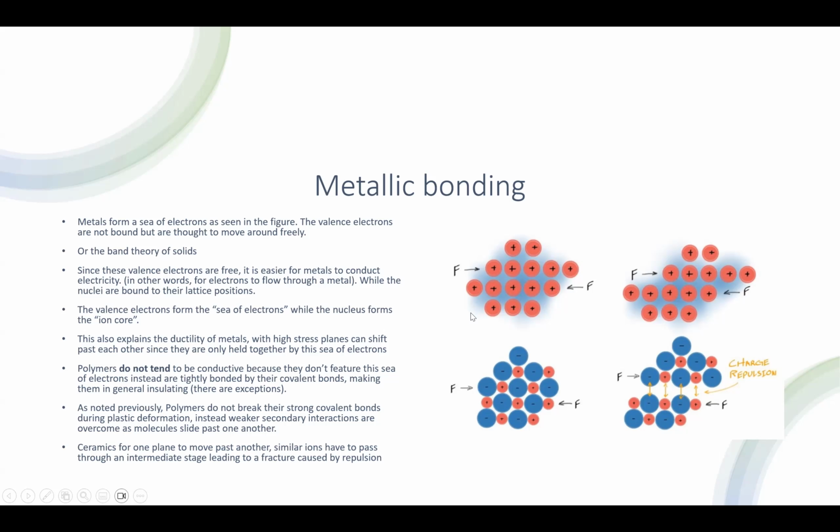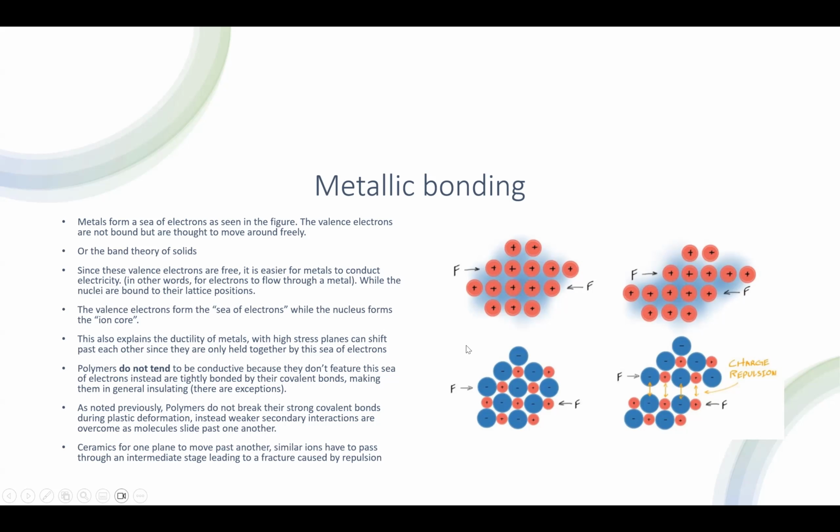This also explains the ductility of metals: with high stress, planes can shift past each other, since they are only held together by the sea of electrons. I've shown in this figure how we can shift these atom positions easily with some high stress.